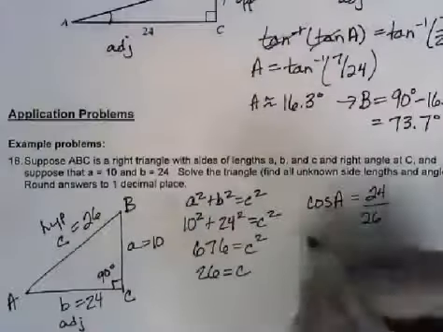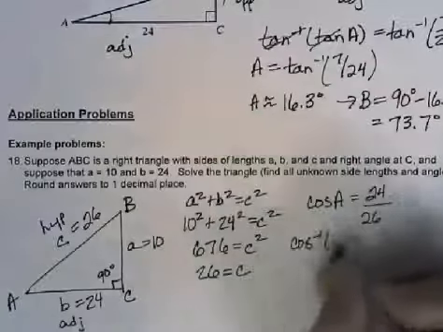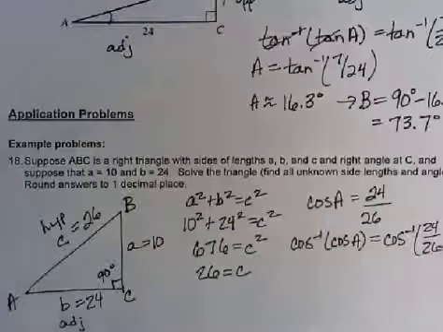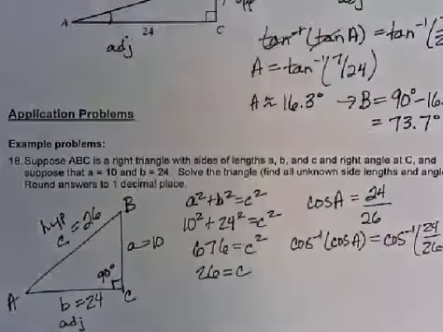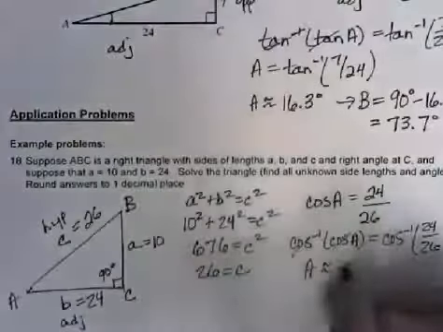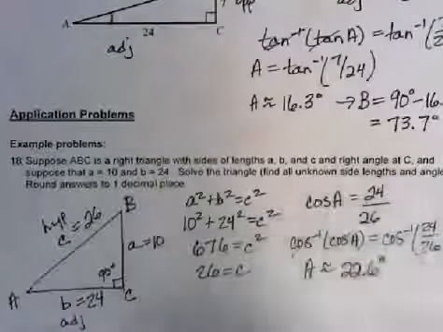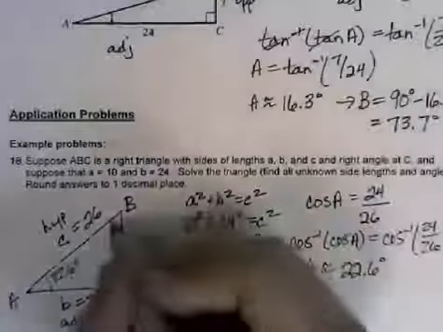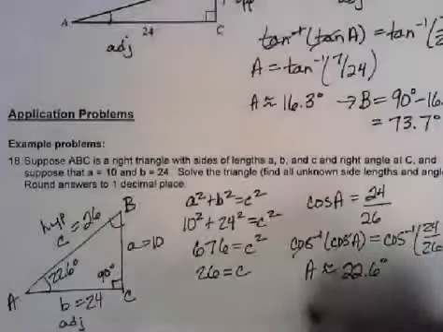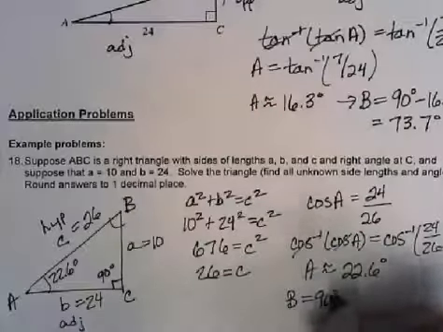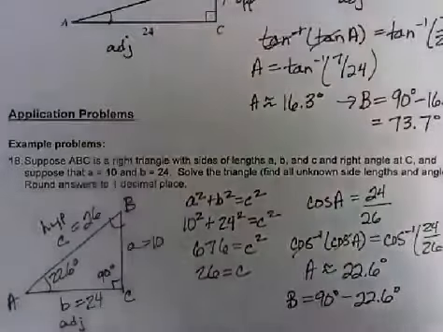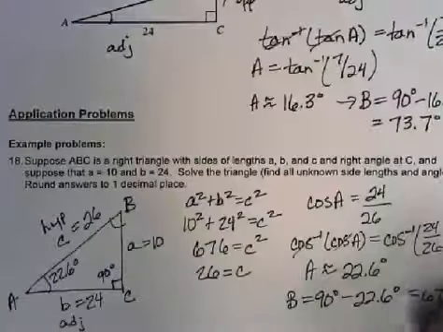Since I'm trying to find A, I'm going to use the inverse cosine on each side. Then I'm going to use my calculator to find the inverse cosine of 24 over 26. I'm supposed to round my answers to one decimal place. That gives me approximately 22.6 degrees. Then for my angle B, I know B and A are complementary since this is a right triangle. So B would just be 90 minus 22.6 degrees, which gives me 67.3 degrees.